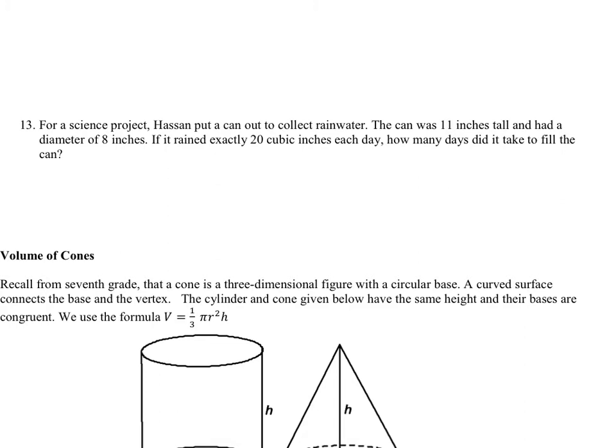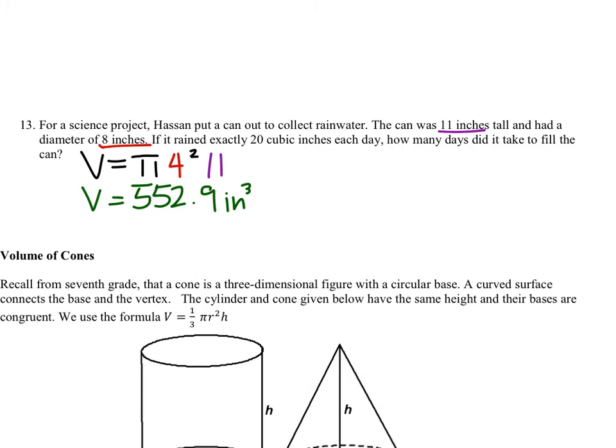Alright, so let's find the volume of the can. The volume of this can is going to be pi times the radius squared times the height. The radius is going to be half of that 8 inches, which is 4. And it told us the height was 11 inches. So the volume is pi times 4 squared times 11, which is 552.9 inches cubed.